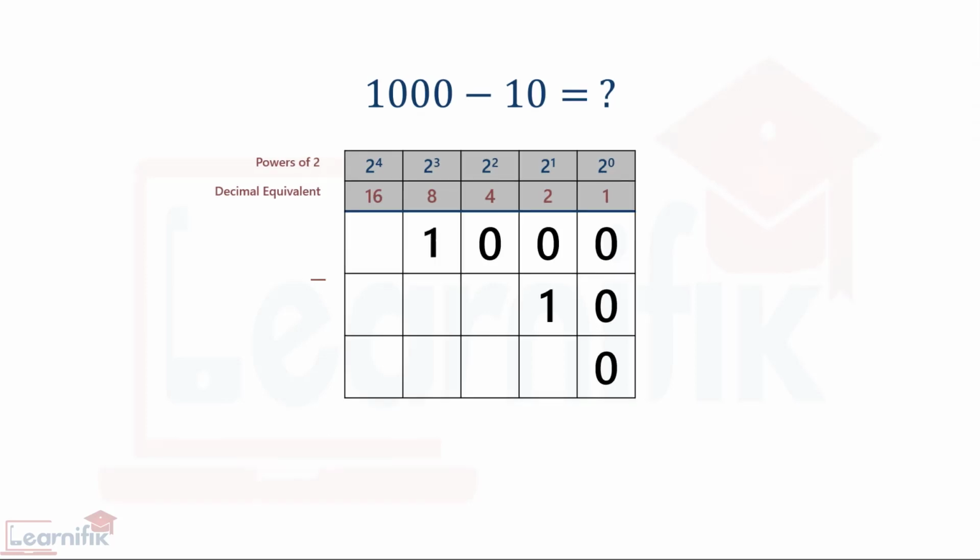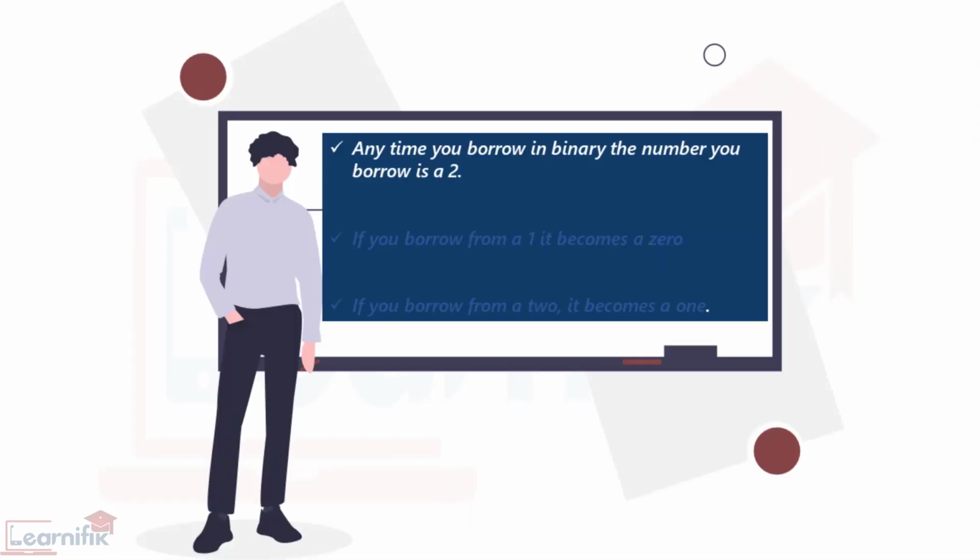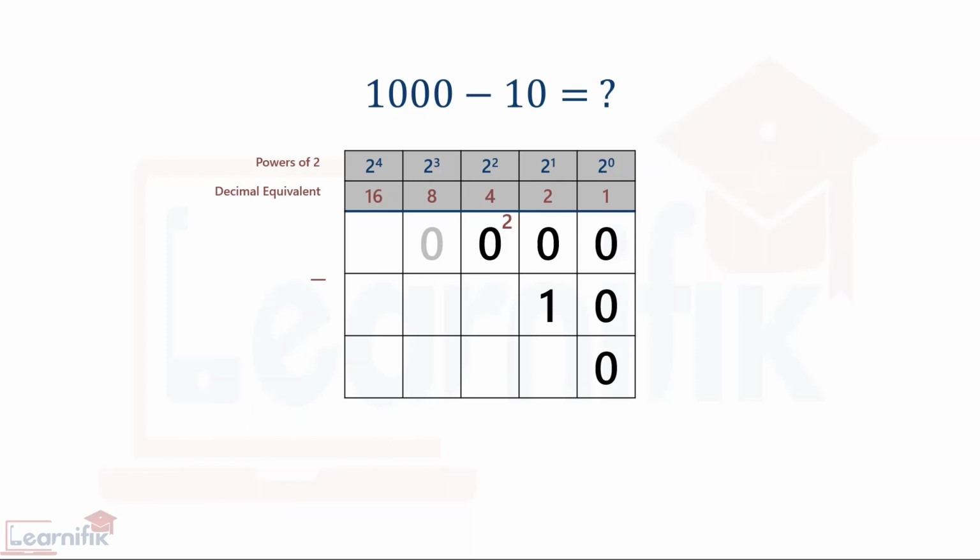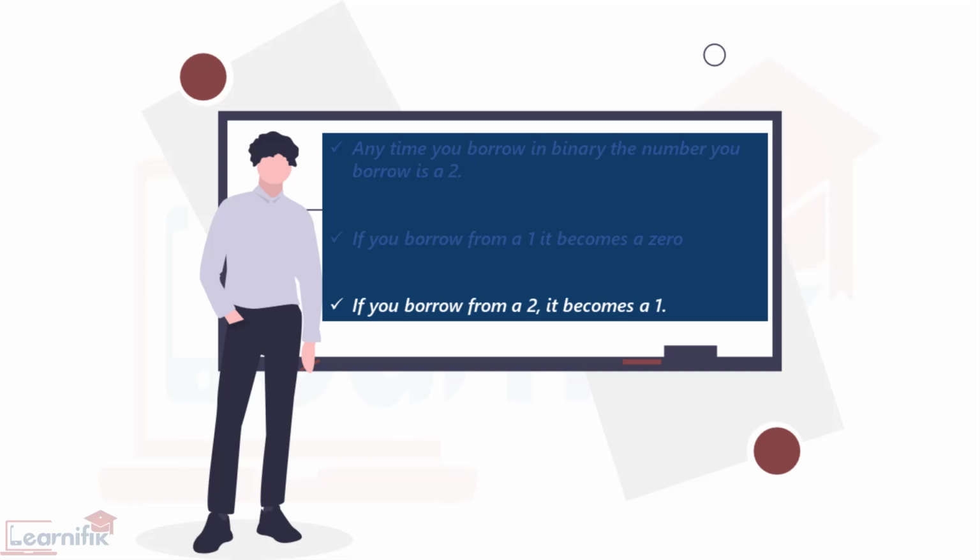Pay particular attention here. When we borrow from the fourth column to the third column, the fourth column becomes a 0, while the number we borrow to the third column becomes a 2. Remember these rules. The first is, anytime you borrow in binary, the number you borrow is a 2. While the second rule is, if you borrow from a 1, it becomes a 0. Back to our example. The third column is now a 2. However, we need to do the subtraction on column 2. What do we need to do now? We have to borrow from the third column to the second column. When we borrow from the third column, which is a 2, it becomes a 1. Anytime you borrow from a 2, it becomes a 1. This is the third rule you need to know.